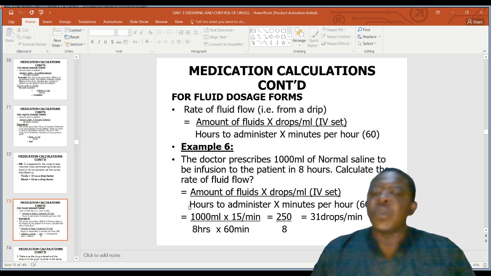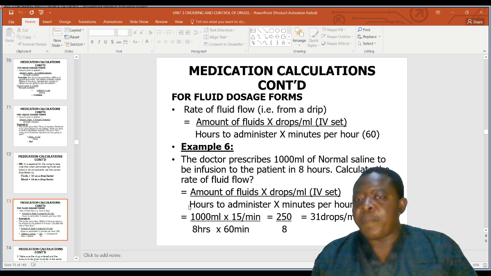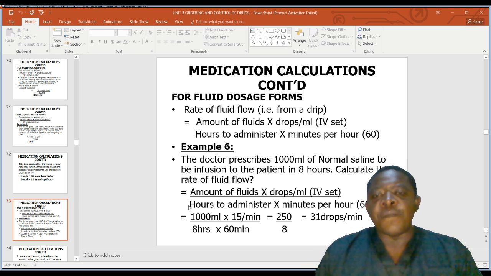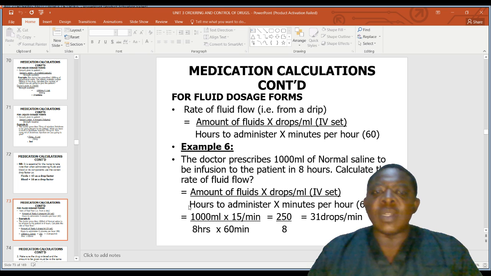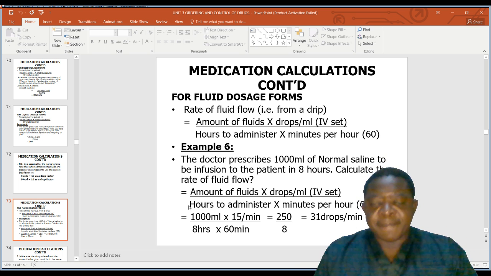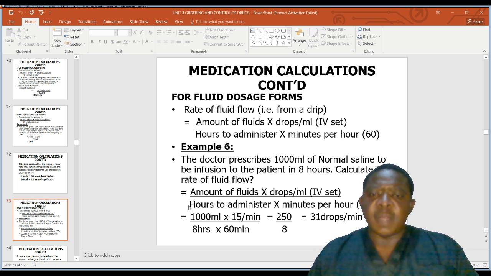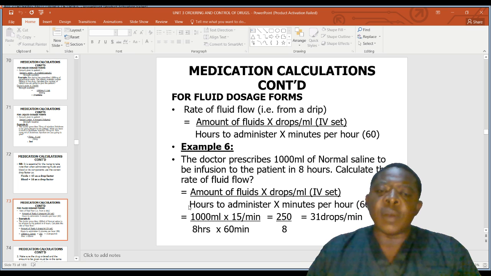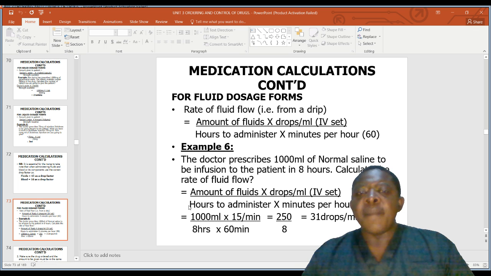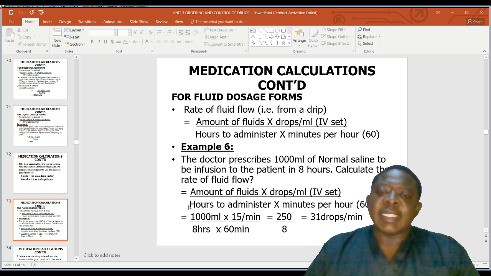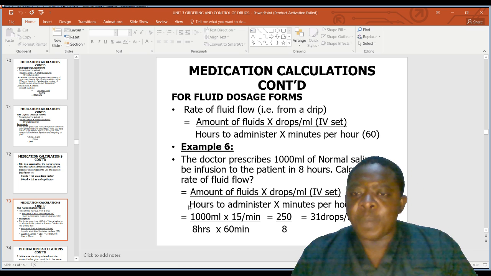So the amount of fluids times the drop factor, divided by hours to administer times minutes, so that you convert them into minutes. The doctor has ordered 1,000 times it. This is a fluid, so we will replace with 15, for the sake of these notes, the way we have tabulated them. Then 8 hours, to convert it into minutes, we multiply with 60 minutes. When we do the calculation there, we find that we are going to have 31 drops per minute.